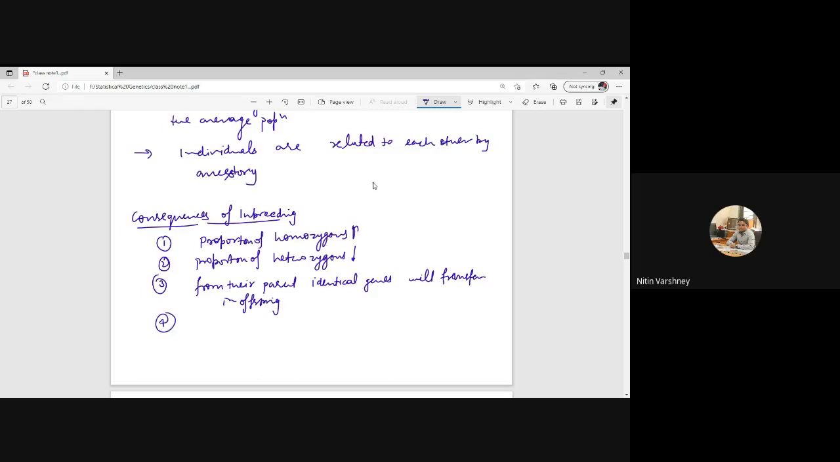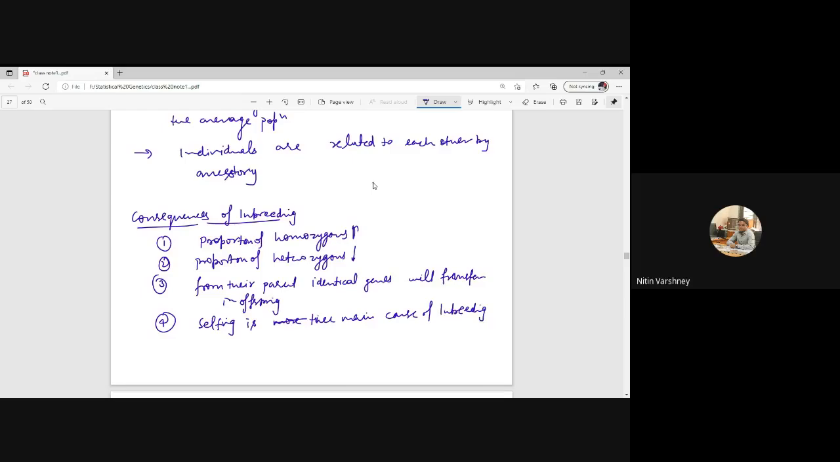Fourth one is self fertilization. Selfing is more important, or we can say selfing is the main cause of inbreeding. Okay, so these are the consequences.